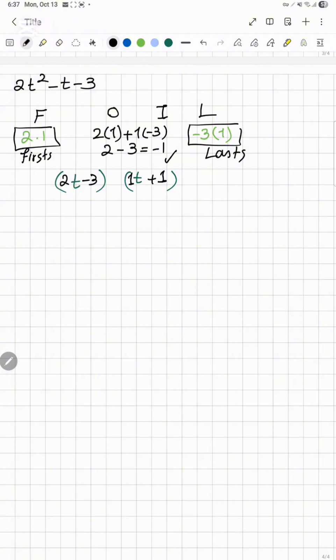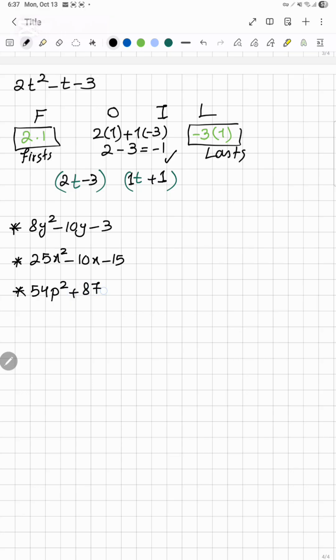So guys, I hope you understood this lesson. I'm sure you're going to do pretty great. I'm going to write 2 examples so that you can practice after this session and see if you have actually understood it or not. The first one is going to be 8y squared minus 10y minus 3, and the second one is going to be 25x to the power of 2 minus 10x minus 15. And let's add the last one, which is 54p squared plus 87p plus 28.